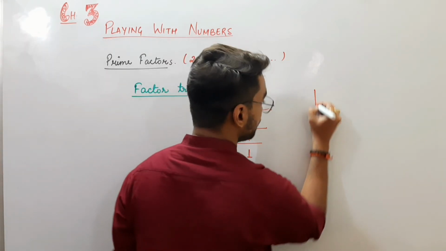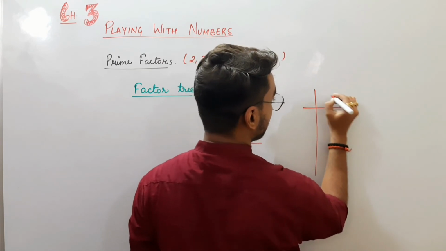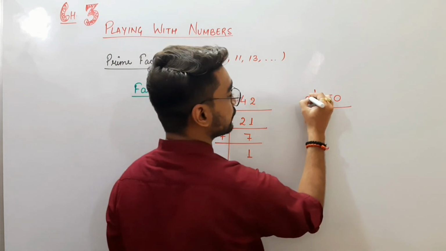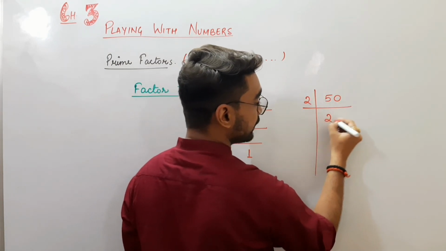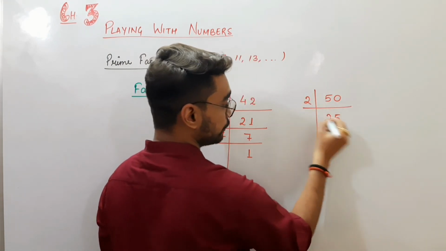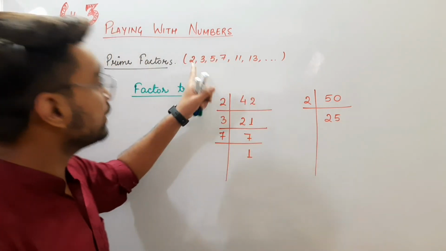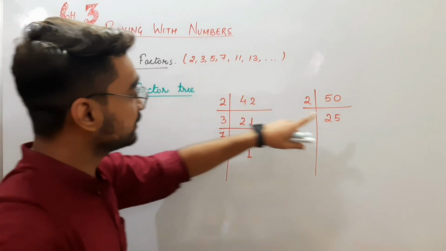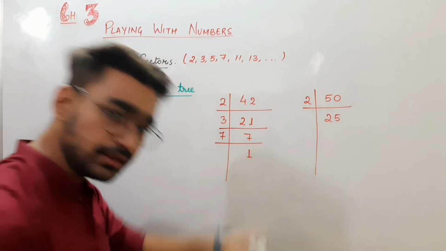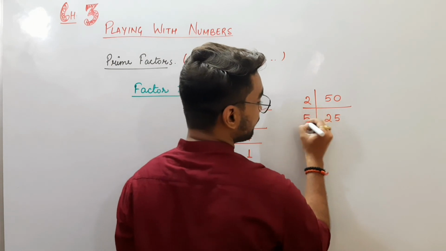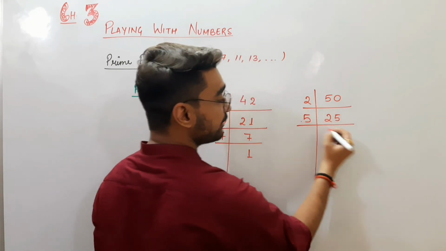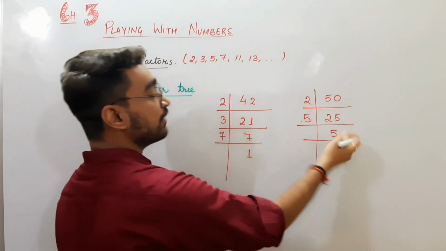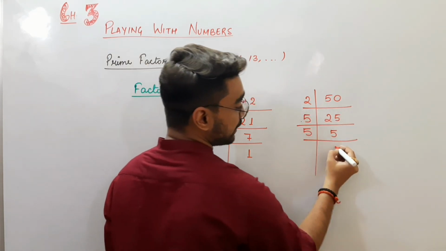Take one more example, that is 50. Is it possible to divide it by 2? Yes. What is the half of 50? 25. Half means dividing by 2. Is it possible to divide this 25 again by 2? No. Is it possible to divide 25 by 3? No. Is it possible to divide this 25 by 5? Yes. So I will write here 5. Read the table of 5. 5 5s are 25. Now by which number can I divide this 5? Again by 5 here. So 5 ones are 5.